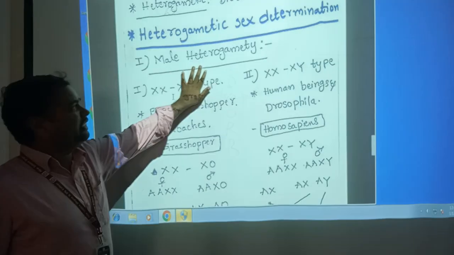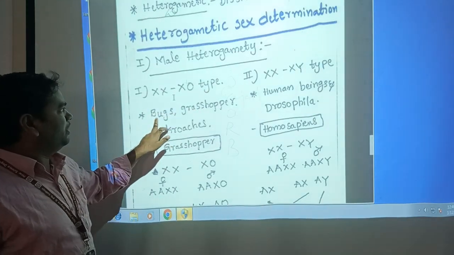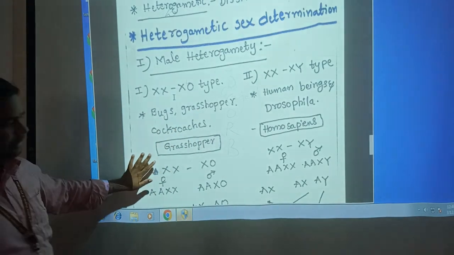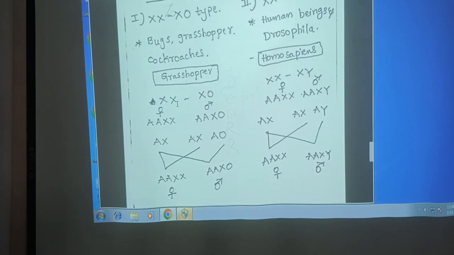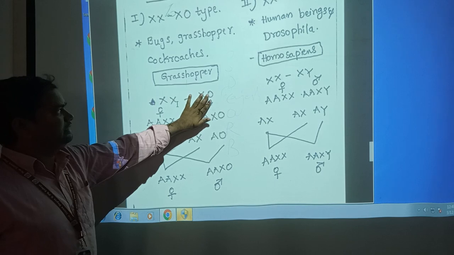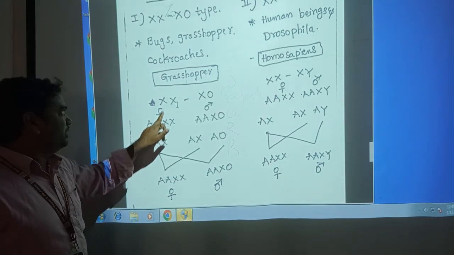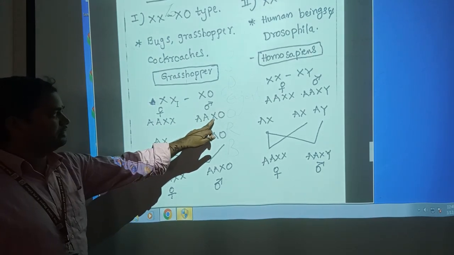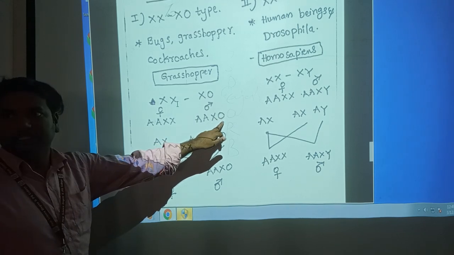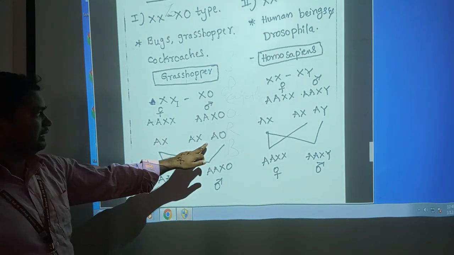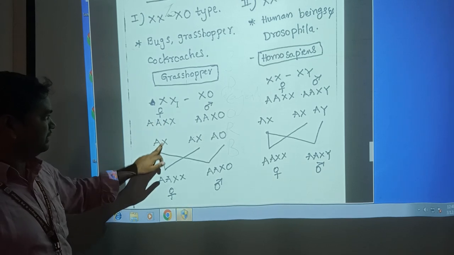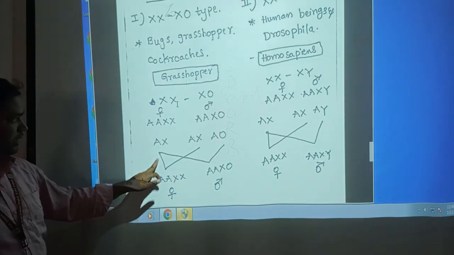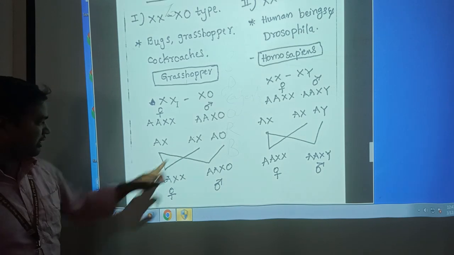Male heterogamy means different types of sex chromosomes, the XX, X0 type, found in bugs, grasshoppers and cockroaches. This is XX, X0. Here AA, A means autosomes. The egg, a female egg, has 2 X chromosomes. The male sperm are of two kinds, some with X and some with 0. This is AX, AX, the common one, AA, XX, X, AA, AX, A, 0.